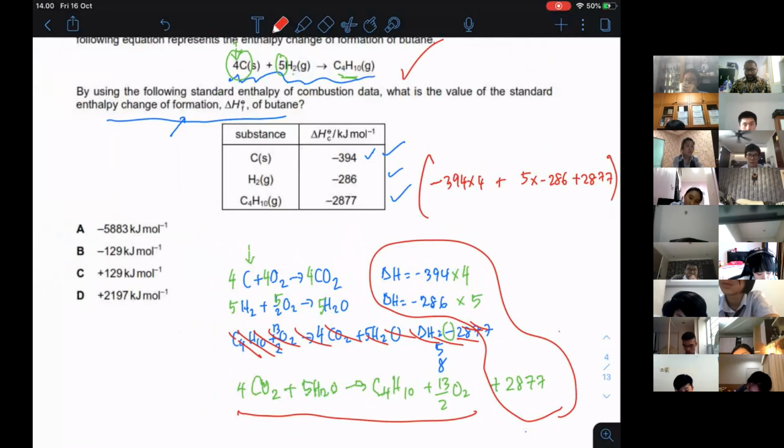I'll try to share the screen again. It's quite laggy. I think it's my connection.